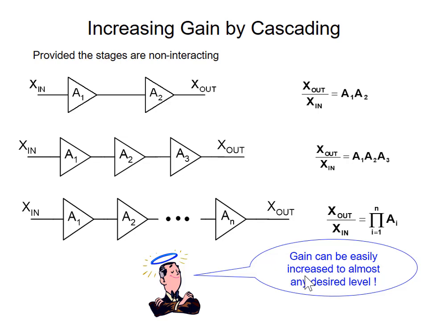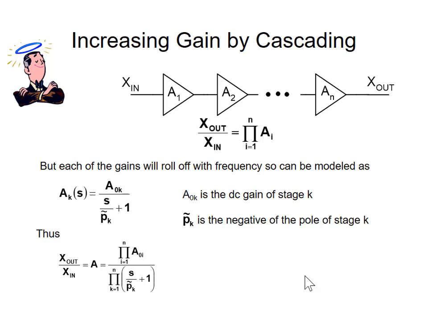And it's easy to do it. You could just copy and paste. And if you got a gain of 40 dBs on one stage, put two together, you got 80, put three together, you got 120, put four together, you got 160, and so forth. Right? Easy to do. But each of the gains will roll off with frequency. So we can model each of the gains as a DC gain, A0k of the k stage, divided by s over pk tilde plus 1, where pk tilde is the negative of the pole of that stage.